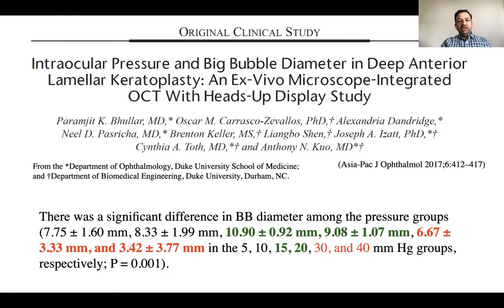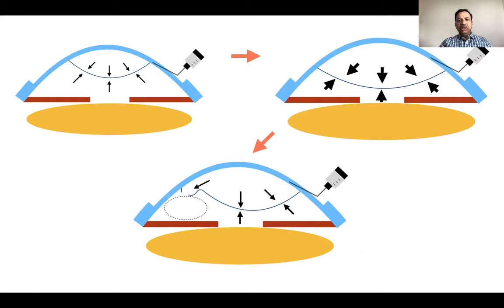This experimental study looked at the intraocular pressure and the size of the bubble, and they found that if the intraocular pressure is higher, the bubble size tends to be smaller due to the resistance from the intraocular pressure. So based on this, we proposed this theory. This is the animation showing why the bubble ruptures.